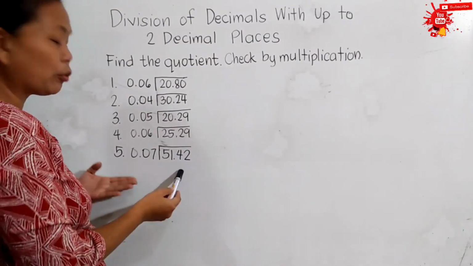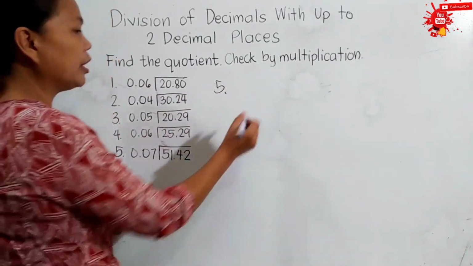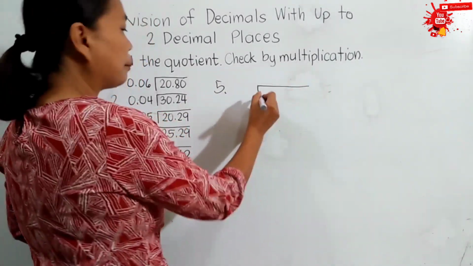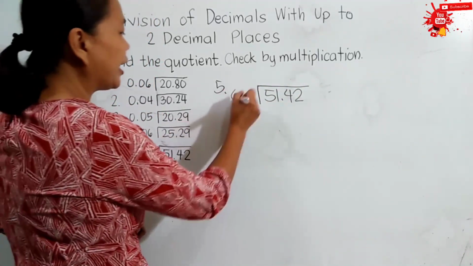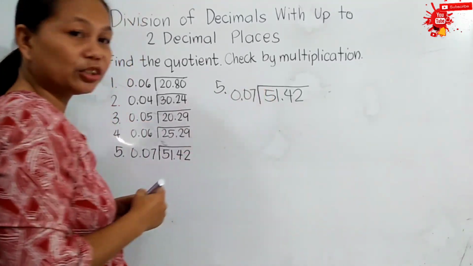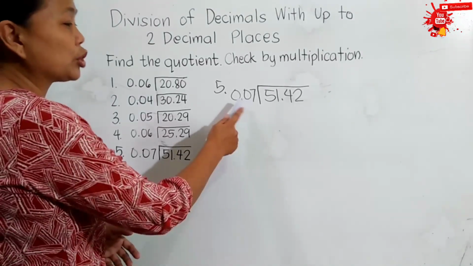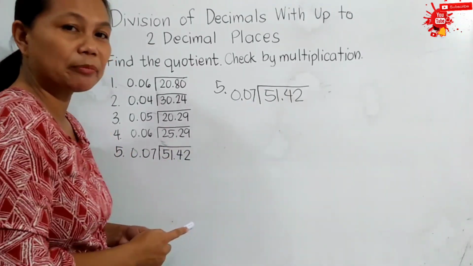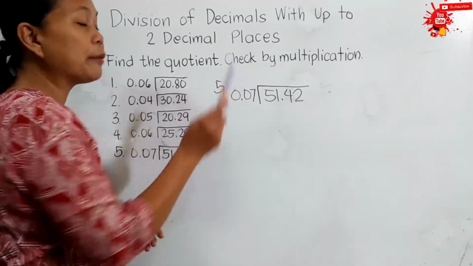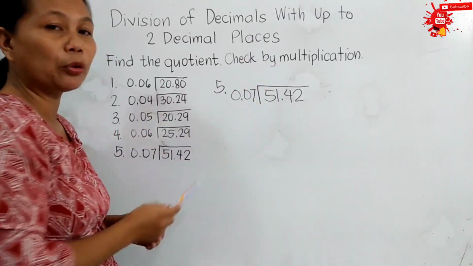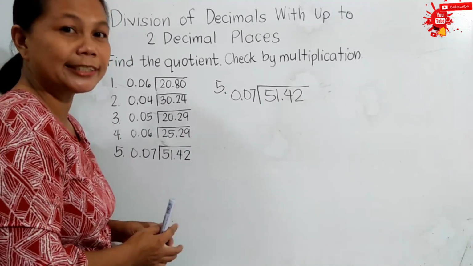O mga bata, last na tong example natin na to sa number 5. So, given tayo ng number 5 na 51 and 42 hundredths divided by 7 hundredths. Okay? So, ngayon, yung step natin, paulit-ulit lang ulit. So, shortcut method, i-move lang natin yung decimal point para maging whole number yung ating divisor. At kung ilan yung i-move natin, yun din yung movement na gagawin natin sa ating dividend or yung number na nasa loob ng division symbol.